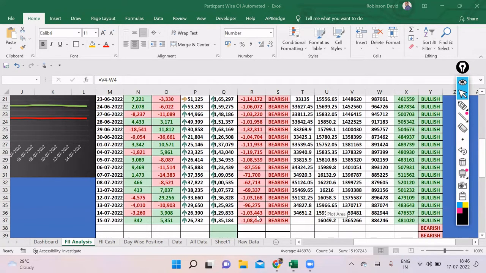If you look at the current data, as of 15th of July, there are 1,35,000 contracts of short in index futures, wherein the long is just about 26,700. So the net difference is about 1,08,452. When this data falls below 50,000 and stays constantly below 50,000, say for a couple of weeks, then we cannot expect the market to break 15,200. That will be for sure.